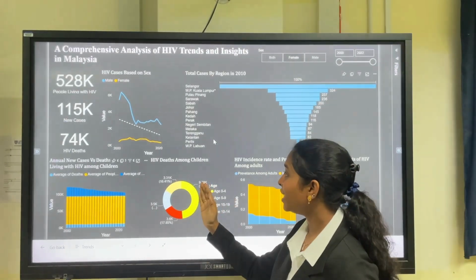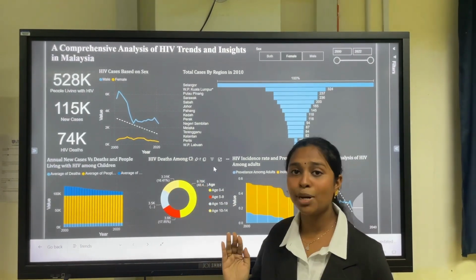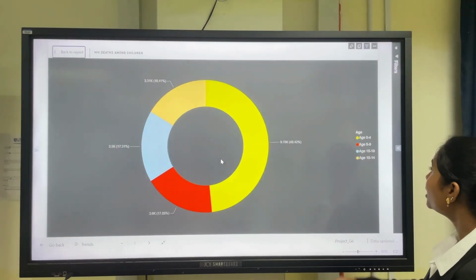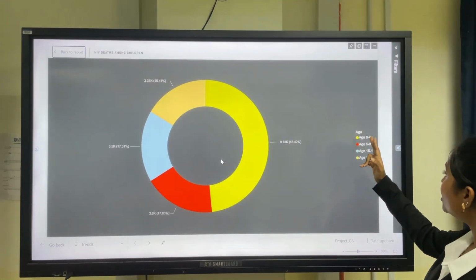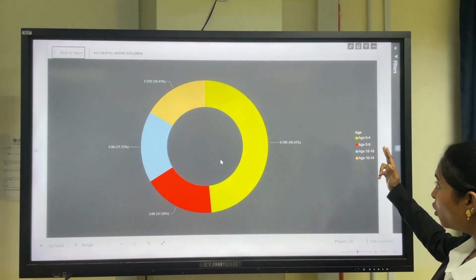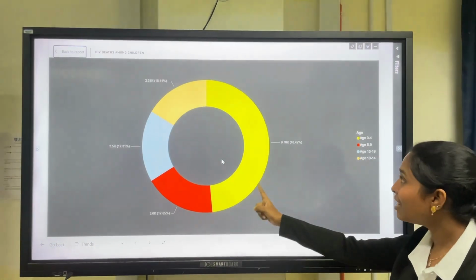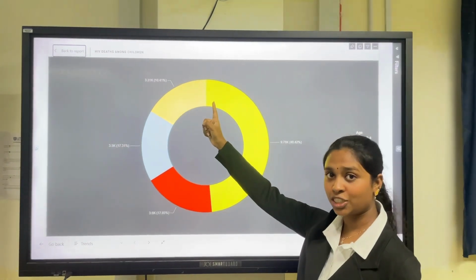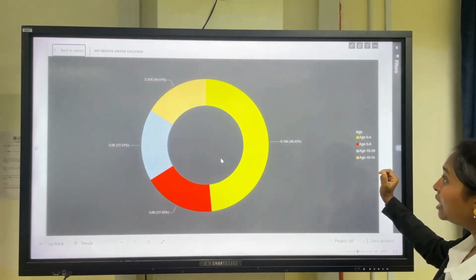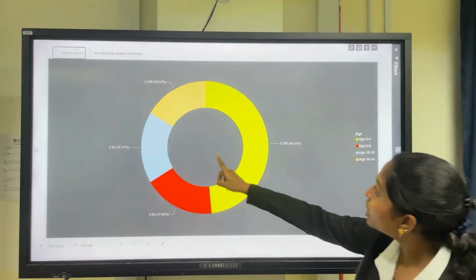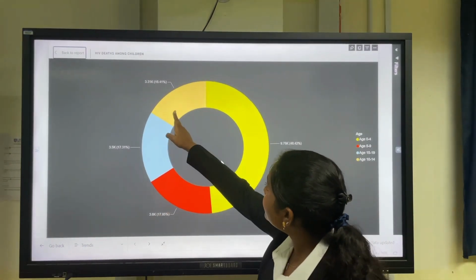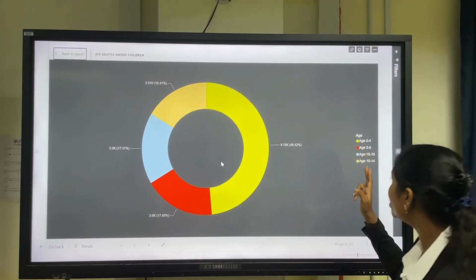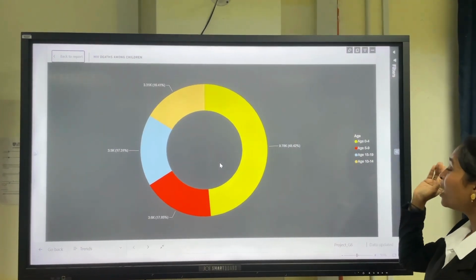Next, we look at the number of HIV deaths among children. Here, children aged 0 to 4 comprise the largest number of deaths among the children's category, whereas the lowest is at 16.41%, which is children aged 10 to 14.